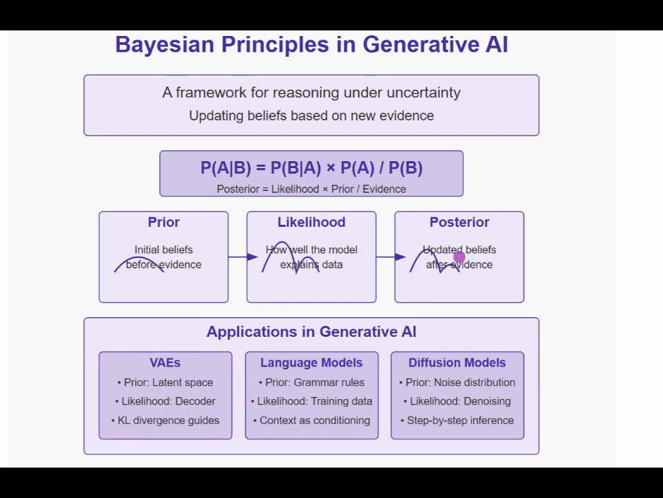Practical significance. The Bayesian foundation of generative AI enables several powerful capabilities. 1. Uncertainty quantification. Models can express confidence levels in their outputs, which is crucial for reliable decision making. 2. Incremental learning. New data can update model beliefs without complete retraining, similar to how humans continuously learn.